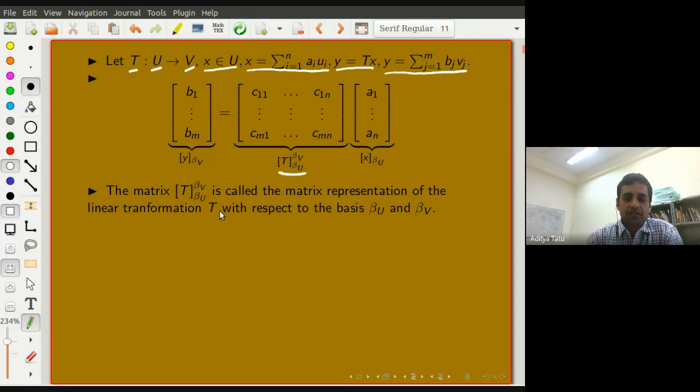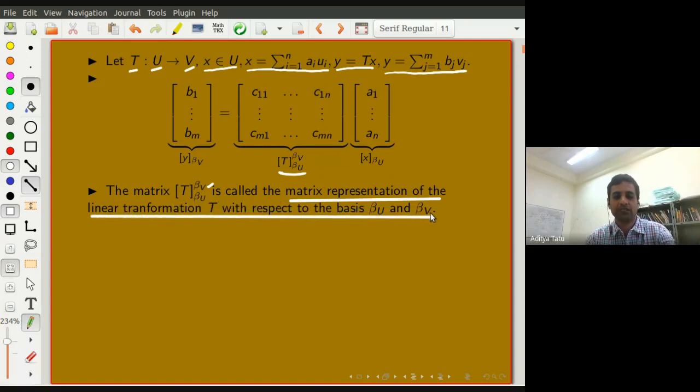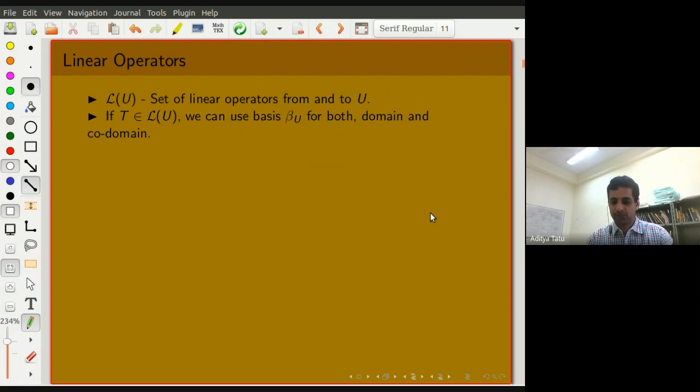Okay, and this particular matrix, the notation, let me once again explain here, the subscript will stand for the basis of the domain vector space U. The superscript will stand for the basis of the codomain vector space V. Okay, so this is what is called the matrix representation of the linear transformation T with respect to the bases beta U and beta V. Okay. Is there any doubt here? Okay, so then let's proceed.